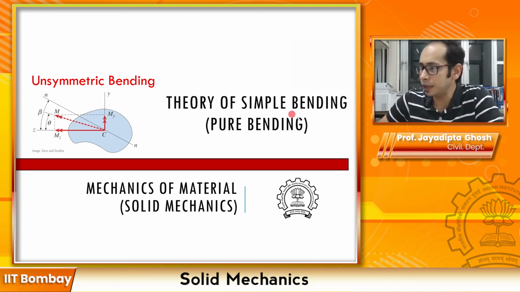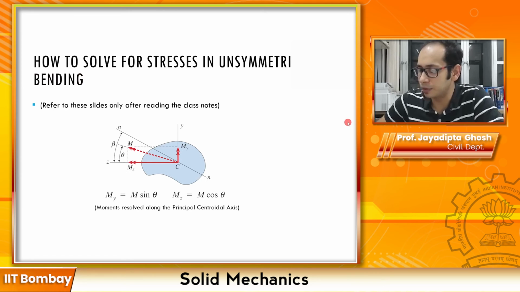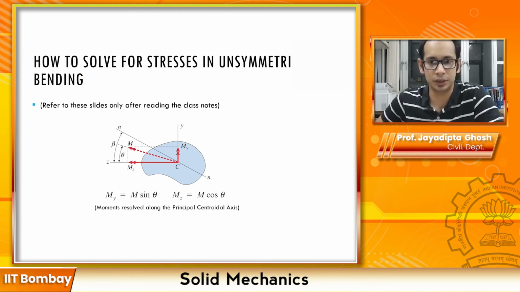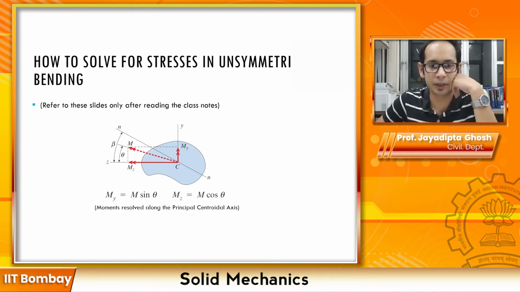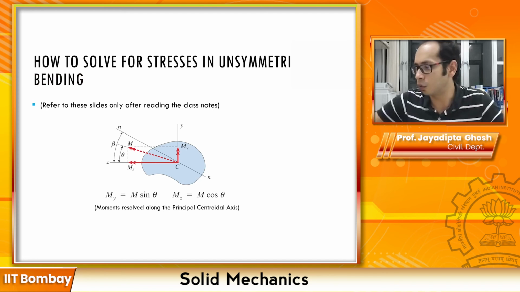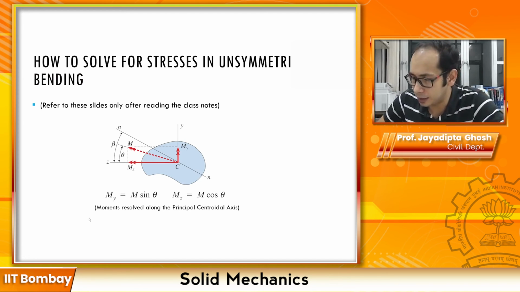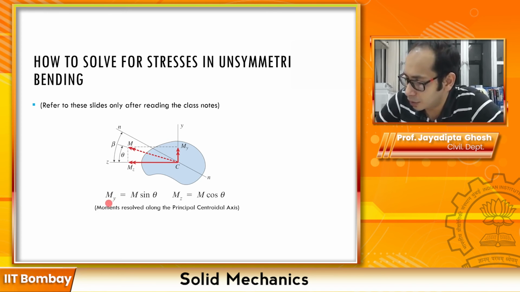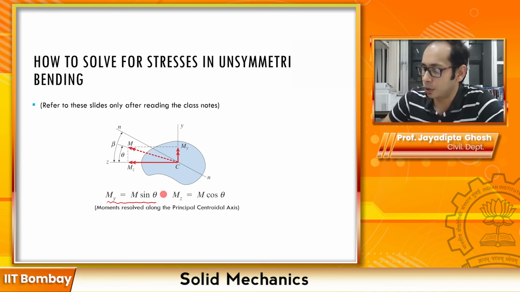Right. So if we just move ahead, to give you an example, this is what it is. This is what we were talking about. This moment M, which is acting at an angle of theta over here. What I have done is that this is now resolved. Let me bring up my pen. So this is now resolved about your Mz.